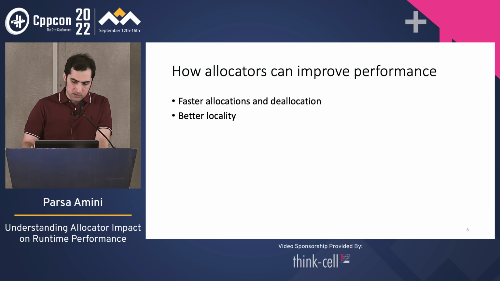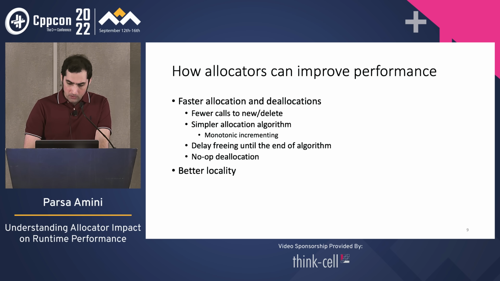So these allocators, which have special purposes, if you use them correctly, they improve performance. But why? How can they improve performance? One answer is that they can make allocation and deallocations faster. Why would allocation and deallocation take less time? Because if you know when and how much memory we need upfront, we can make fewer calls to new and delete.